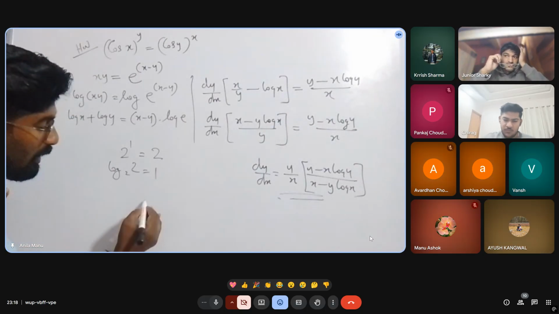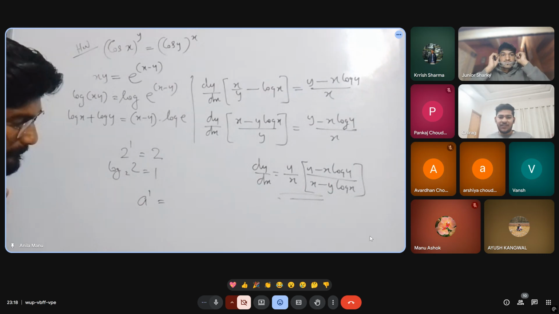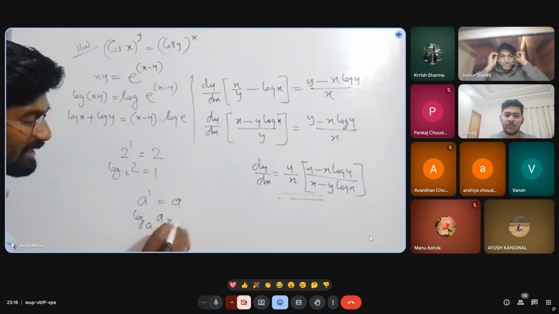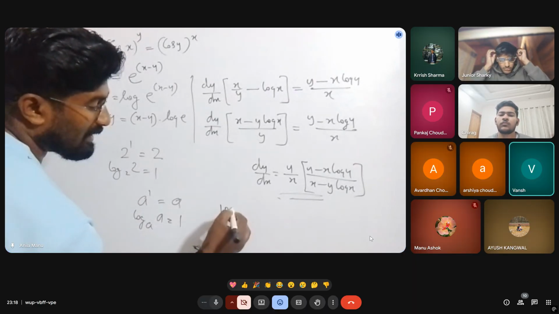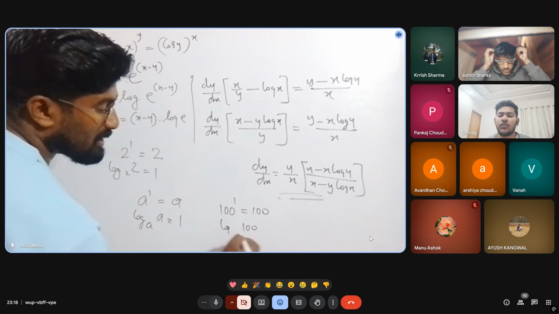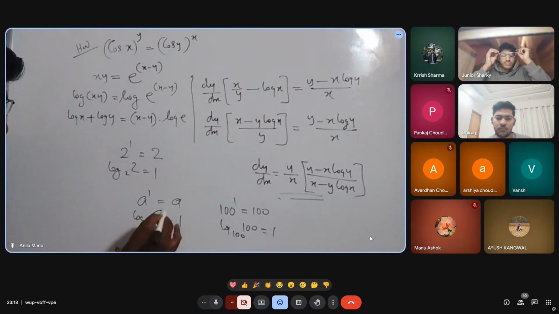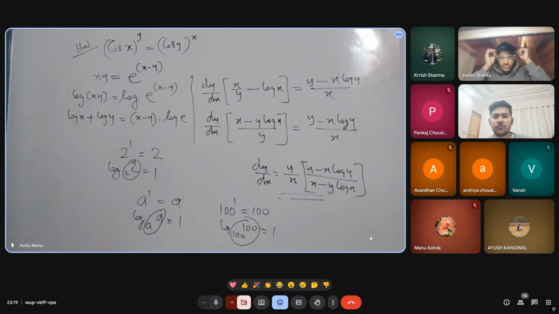See, what is a raised to 1? A. So log a to the base a is equal to 1, right? Yes, sir. 100 raised to 1 is equal to 100. So you can write log 100 to the base 100 is equal to 1. So check everywhere. When these two things are the same, everywhere you are going to get 1, right? Yes, sir. Yesterday we discussed this one in the last class.